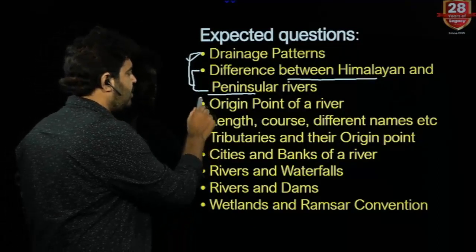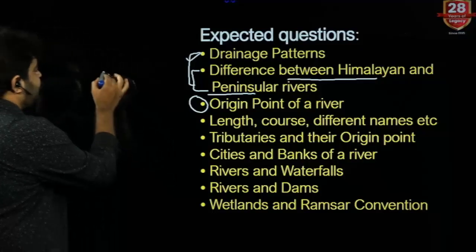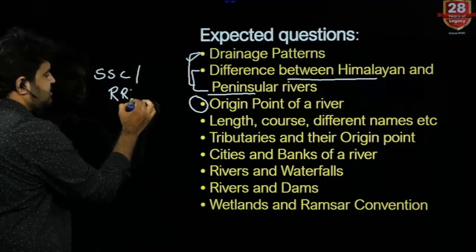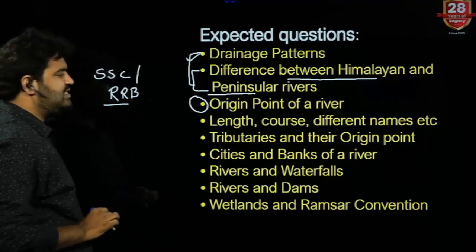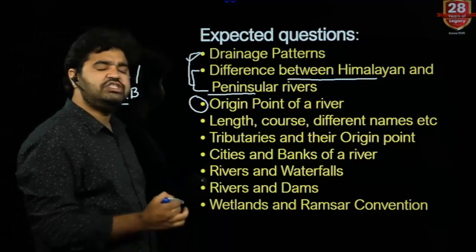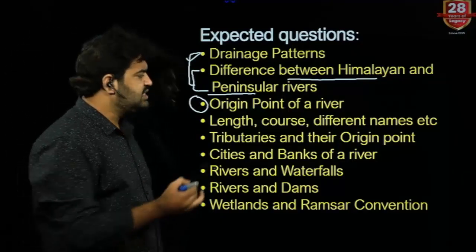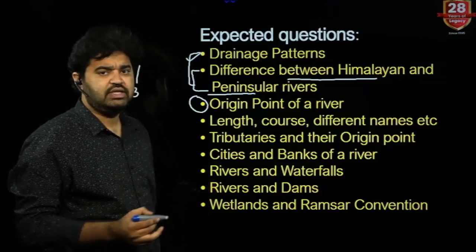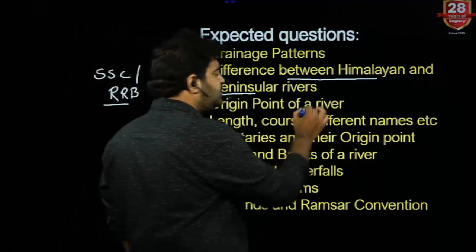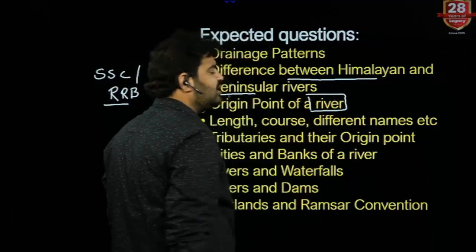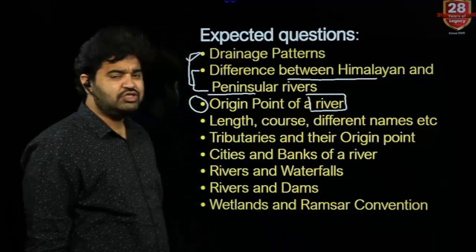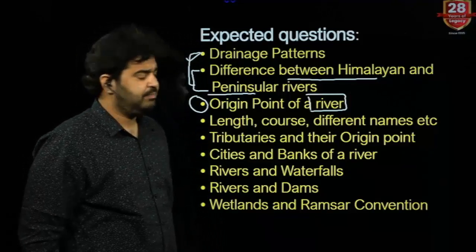Apart from these 2, origin point of a river. If you solve SSC or RRB past questions, you can expect questions based on the origin point of a river. For example, so and so river originates from which of the following places? This type of question is frequently observed in the question papers. Here, origin point of a river means we need not mug up all the local rivers. The rivers which have national importance for Indian geography, those rivers only we have to mug up.